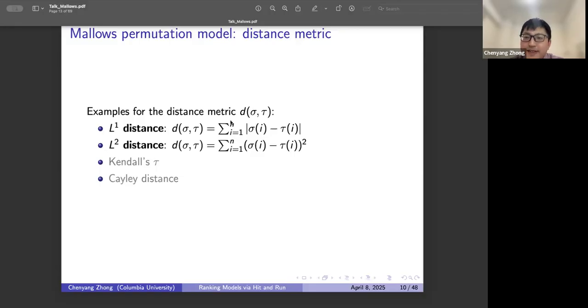And if we replace the L1 norm by the L2 norm squared of the difference between the two vectors, we get the L2 distance, which is written in this form. One caveat here is that for L2 distance, we are not considering the square root of this thing, following the convention in statistics and psychology.